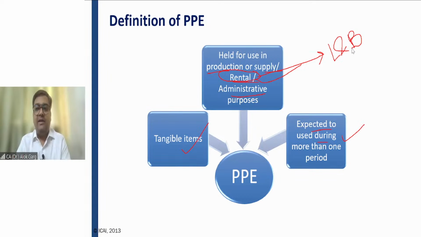Land and building which is held for earning rental has to be covered under Ind AS 40 investment property and not Ind AS 16 PPE. Is that clear? Sir, what happens if a company is giving machinery on a rental basis?